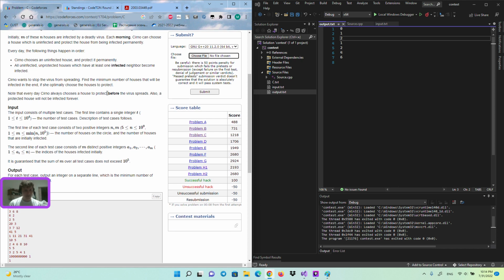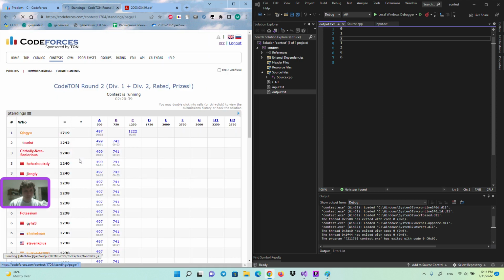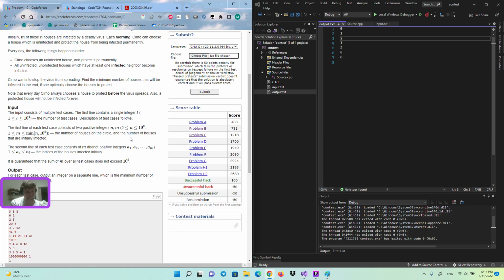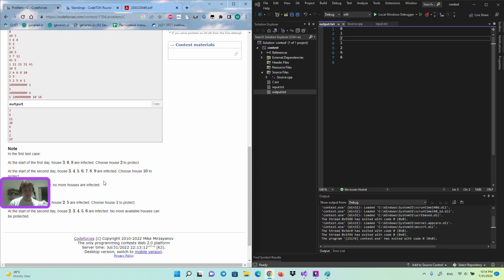So n is the number of houses on a circle. Did anyone solve the C? Oh, already. And A1, etc. AM are the numbers of infected houses. We want to count the minimum number of infected houses at the end. Interesting problem.